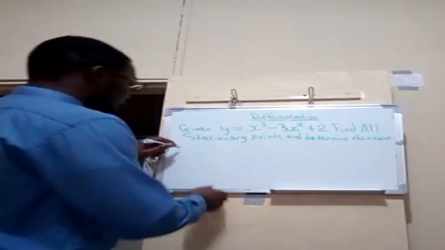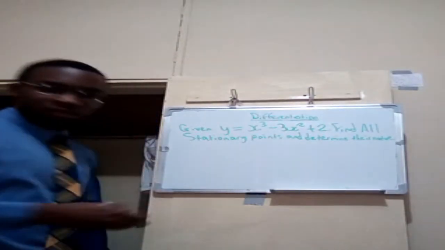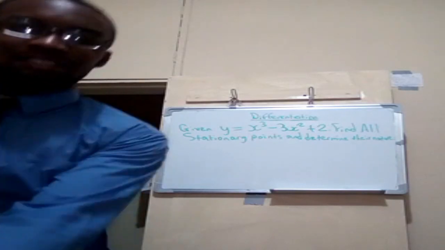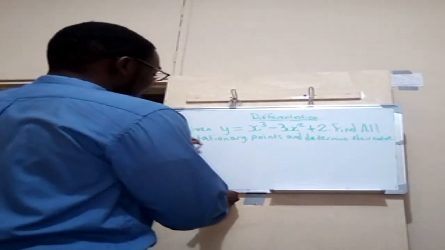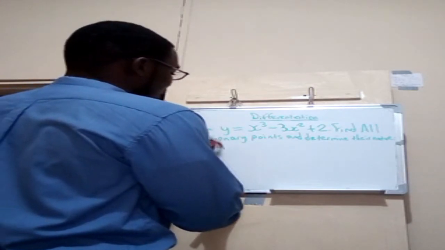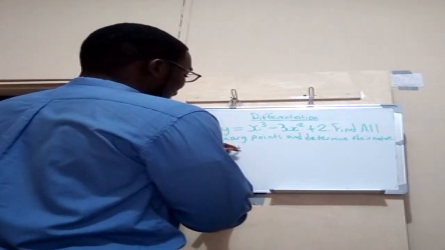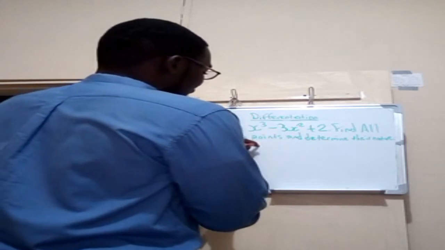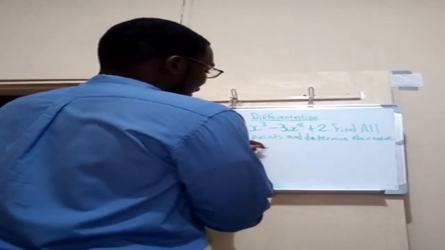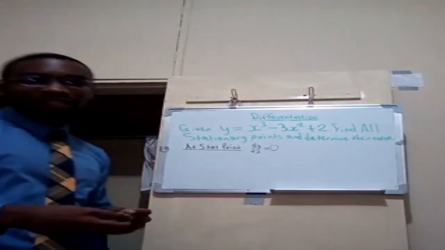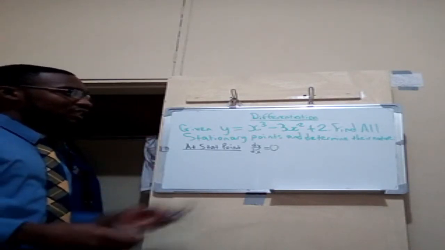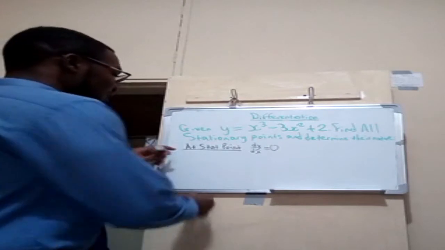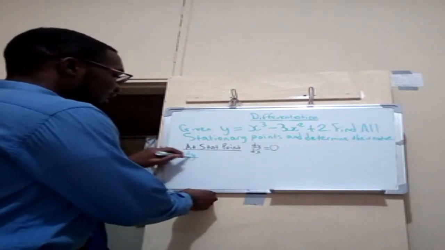So for a stationary point, at a stationary point, dy by dx equals 0. That happens at the stationary point. So the first thing we need to do is find dy by dx.